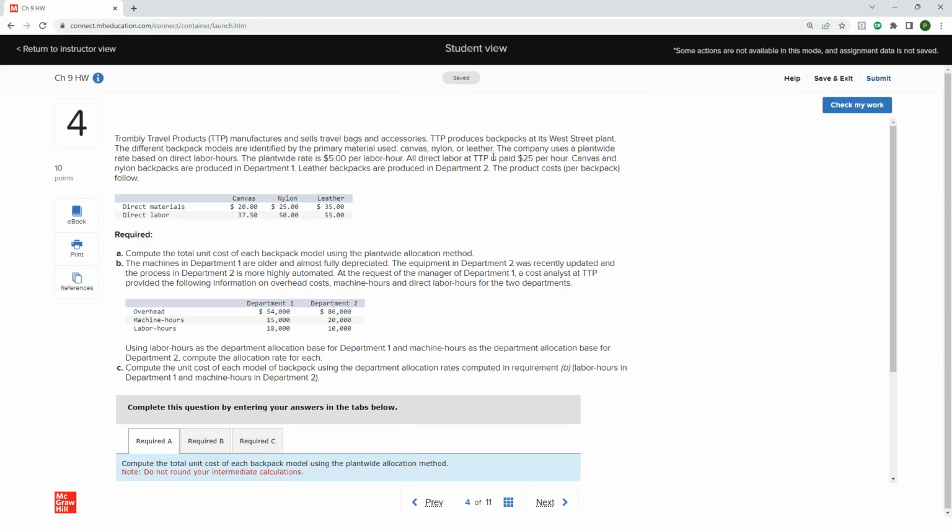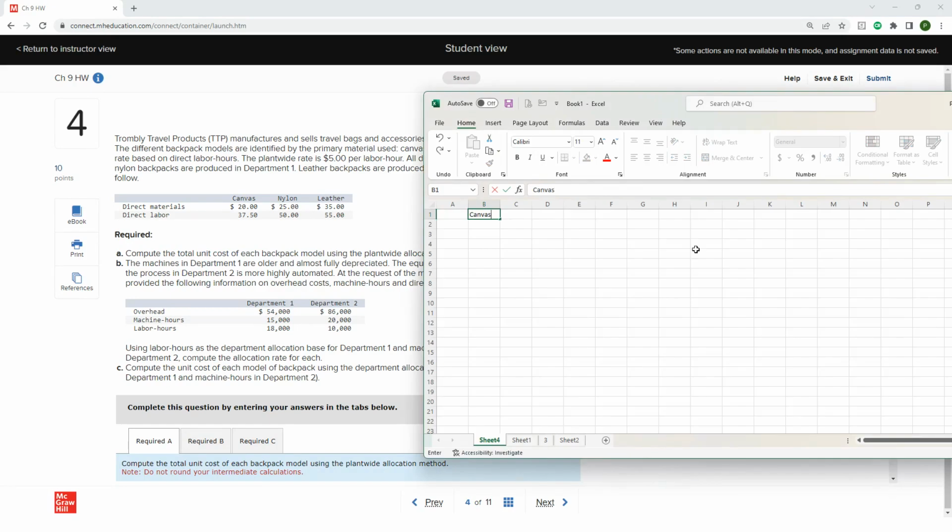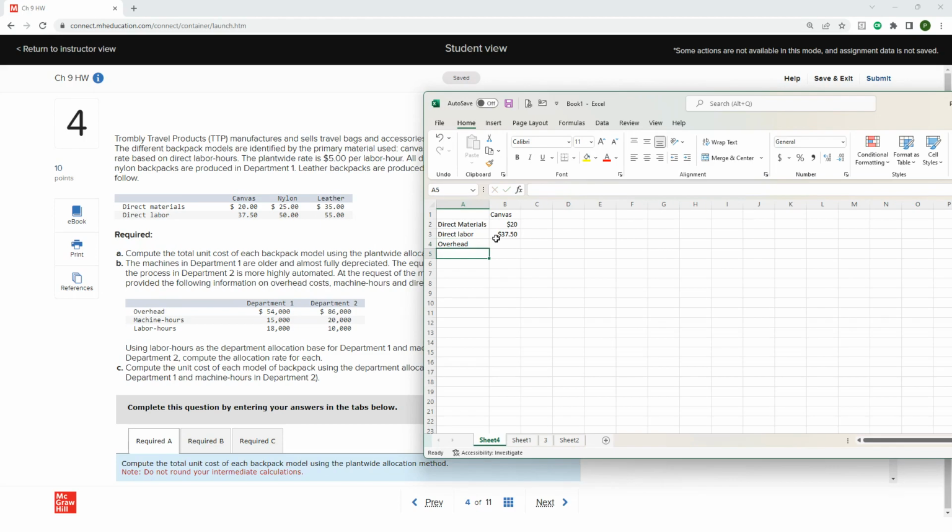So I'm going to do canvas for you guys. We're going to have to calculate the total unit cost of each backpack model. And so let's work on canvas. So for canvas, we know that our direct materials is $20 per unit, and our direct labor is $37.50. And overhead is going to be applied at $5 per labor hour. So this is tricky because we don't know the labor hours just yet. We know the labor cost, which is $37.50, but then we have to convert.